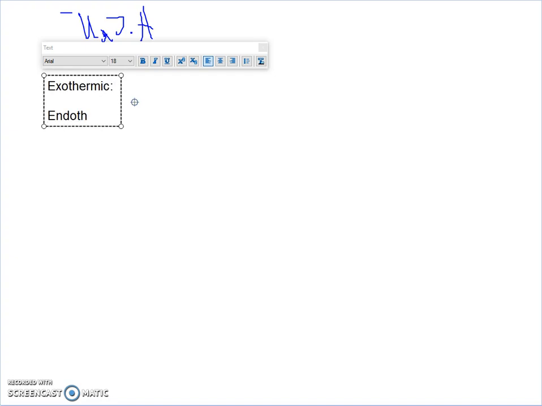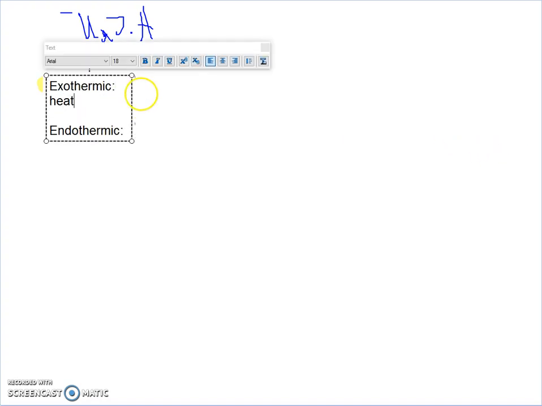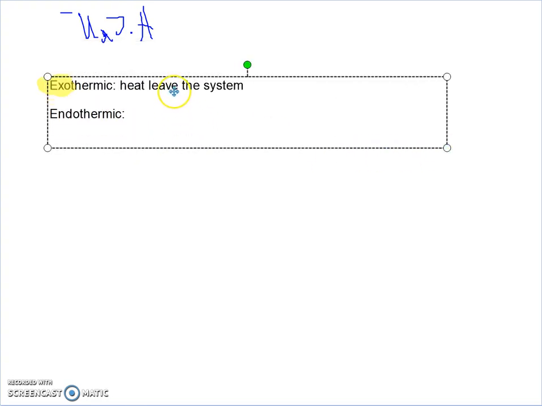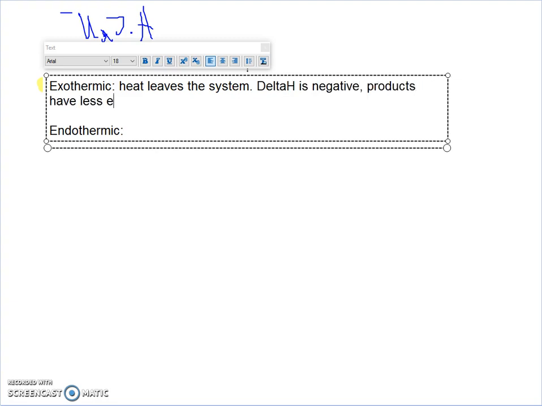Exothermic, endothermic. Hopefully you know the definitions here. Exothermic, we know that exo is like exit, right? So exothermic means heat leaves the system. Let me make this box a little bigger. Heat leaves the system. So that means delta H is negative. Products have less energy than reactants, and heat is a product because it's leaving the reactants.